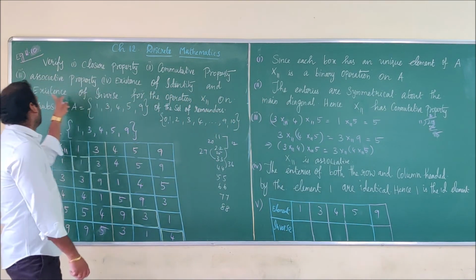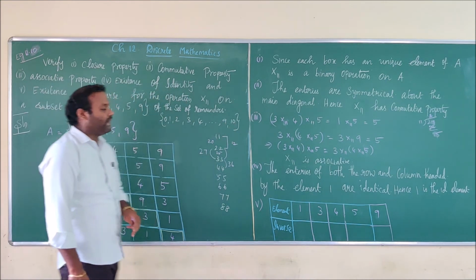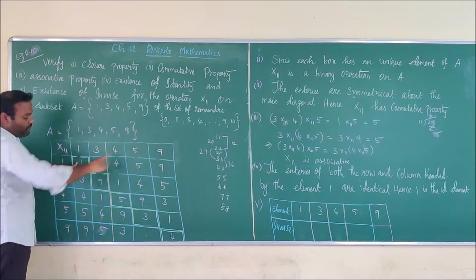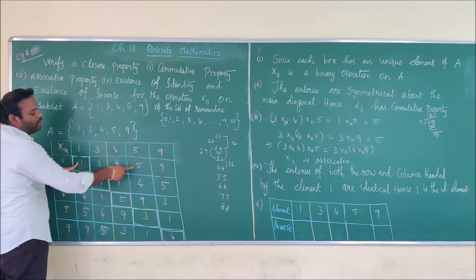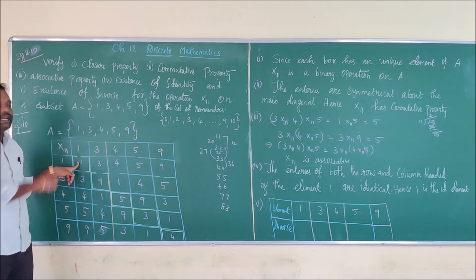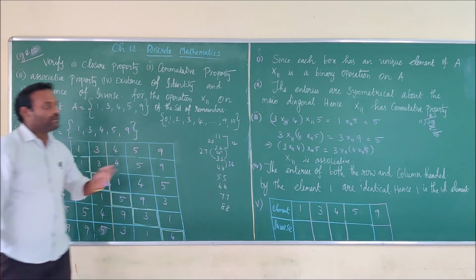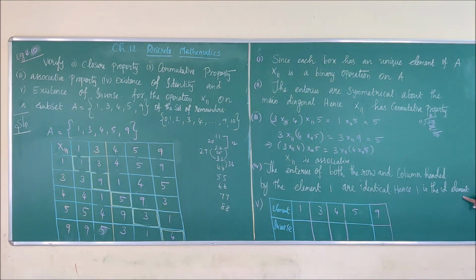Next we are going to see the existence of identity. Existence of identity means you just observe the row headed by 1 and the column headed by 1. The row headed by 1 is 1 3 4 5 9. Here is also 1 3 4 5 9. So both the row and the column headed by 1 are identical. So clearly we can say that 1 is the identity element. Here 1 is the identity element.